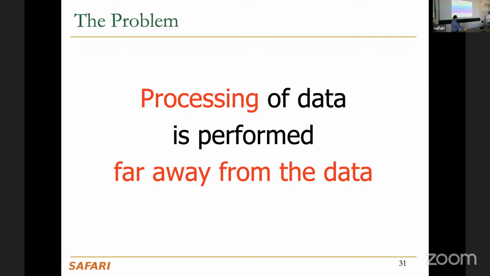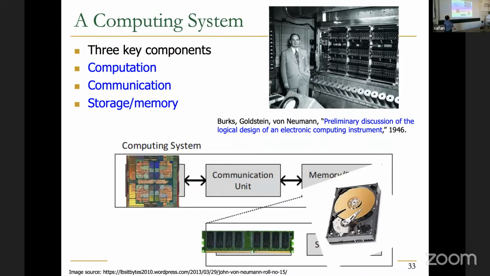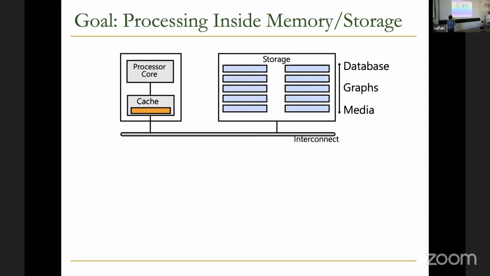Basically, processing data is performed far away from the data. As a reminder, it's about the von Neumann model, where we have a lot of memory and storage, but we do computation only in the processor. So we need a paradigm shift to enable computation with minimal data movement and compute where it makes sense. This can be where data resides, but of course, there are also some applications where you need to consider some other sources of computing. And also make computing architecture more data-centric in general. So this is our goal.